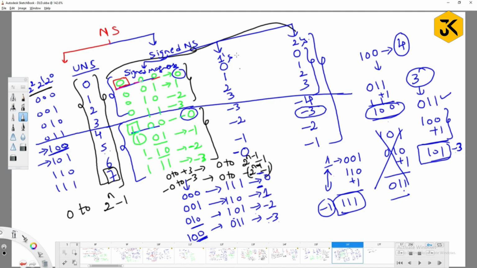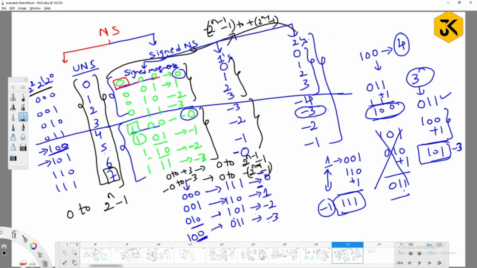Similarly, what about this representation in 1's complement? Are you going to get the same or not? Because the range of numbers is from 0 to 3, 0 to minus 3. So simply I can write minus of 2 power n minus 1 minus 1, to plus of 2 power n minus 1 minus 1. Is it okay? What about the 2's complement?